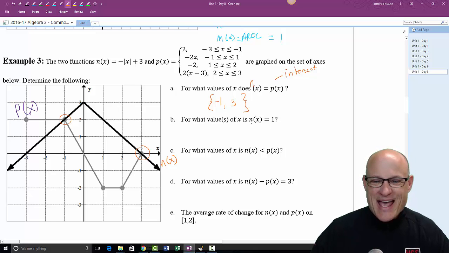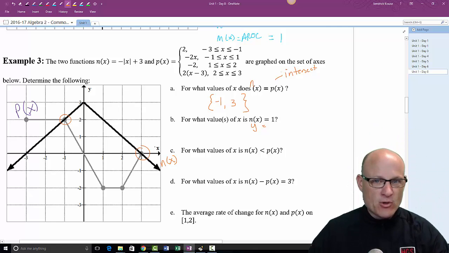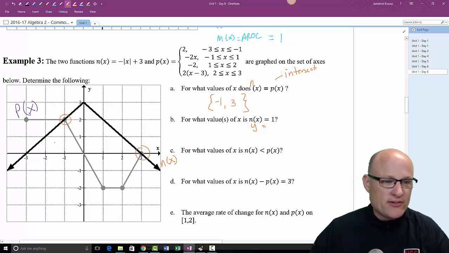Perfect. When does n of x equal 1? Well, n of x is the absolute value function, and that's the one we did in black. So when does n of x equal 1? And remember, this is when the y values are equal to 1. So we want to find the x values, but we only want those x values when y is equal to 1. Well, y is equal to 1 here, and y is equal to 1 here. Notice if I draw in this line right here, this is where it's 1. This point right here is 2, 1, and this point here is negative 2, comma 1. So my two answers for this one are negative 2 and positive 2.